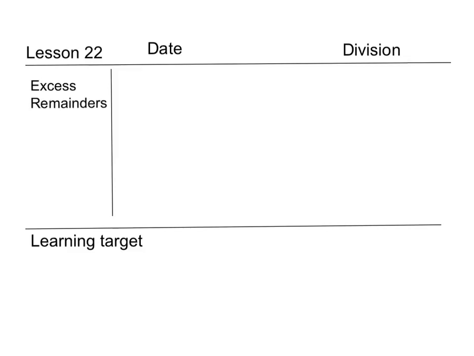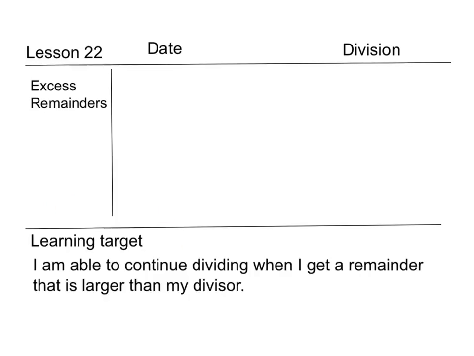So again, if you need to copy down, I want your page on the left to look exactly like what I have right here. You probably don't need to take up the entire page, probably just about half. And I'm going to go ahead and put the learning target on here for you to copy down as well. And this is what it is right here: I am able to continue dividing when I get a remainder that is larger than my divisor.